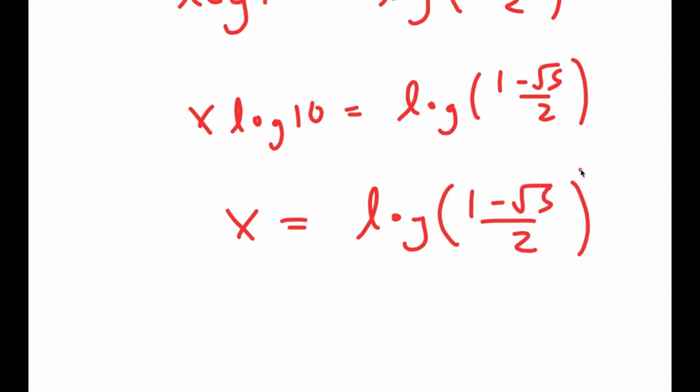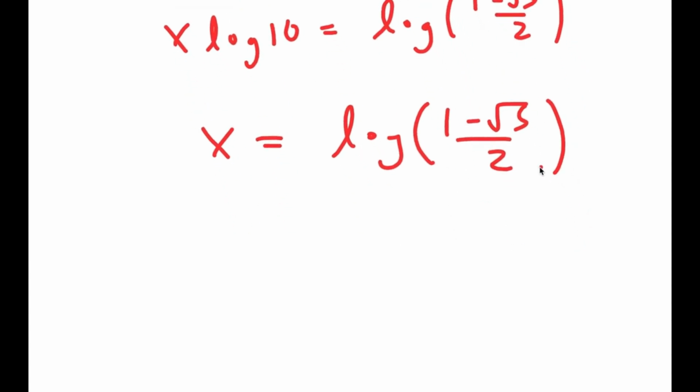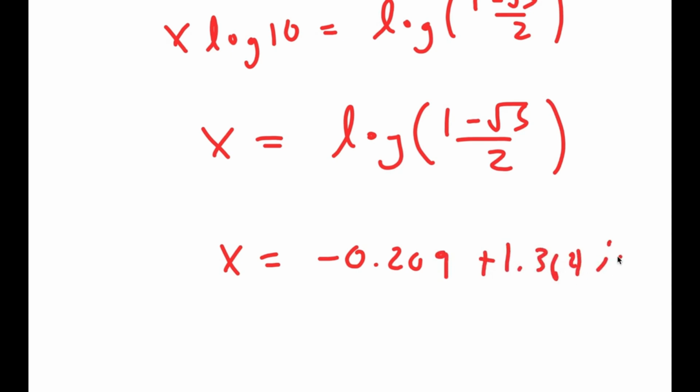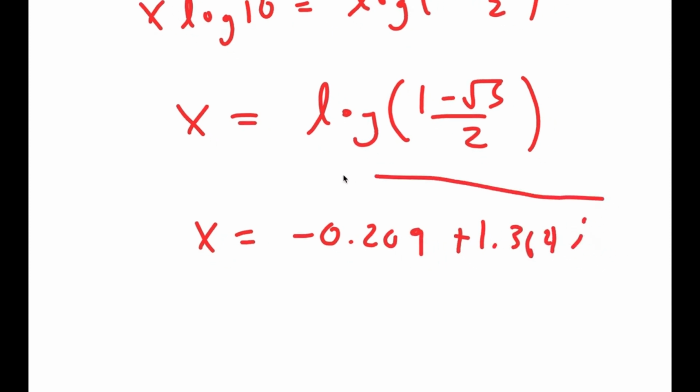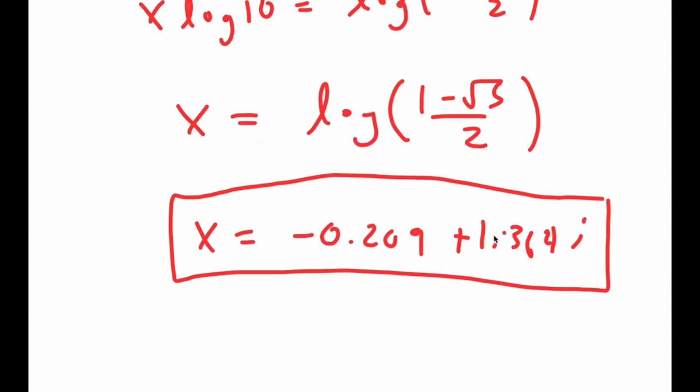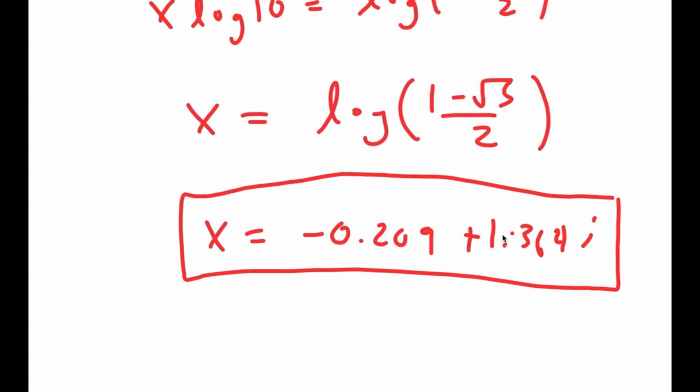Now, the exact value of the log of 1 minus the square root of 5 over 2 is actually going to be negative 0.209 plus 1.364i. So there is an imaginary number in this. So this is my second solution to this equation.